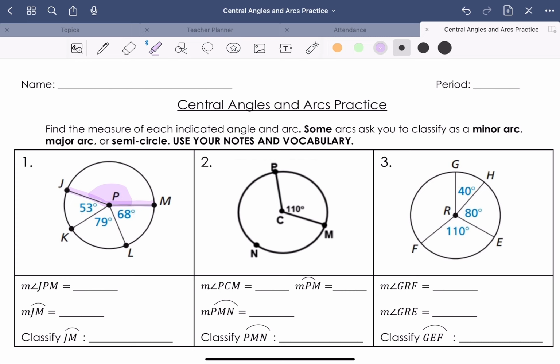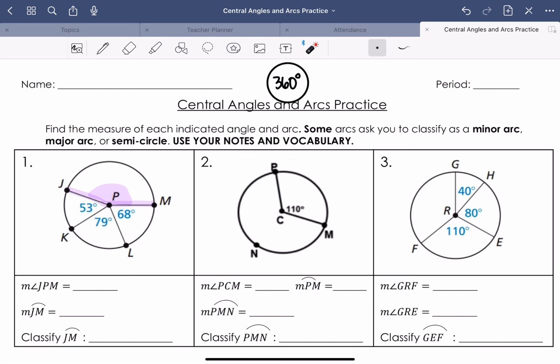Very important things we have to remember always is that there are 360 degrees inside a circle. So I always write that down. And we learned that the measure of the central angle is the same as the arc. So how are we going to find that angle? Well, if we know these measurements, then we can add them and subtract from 360.